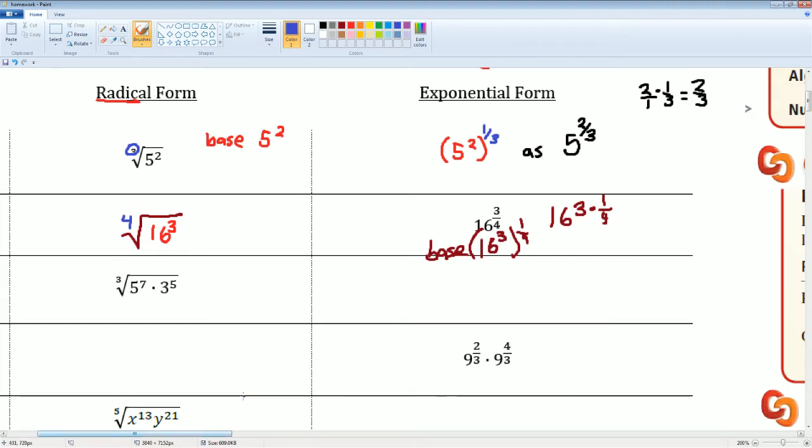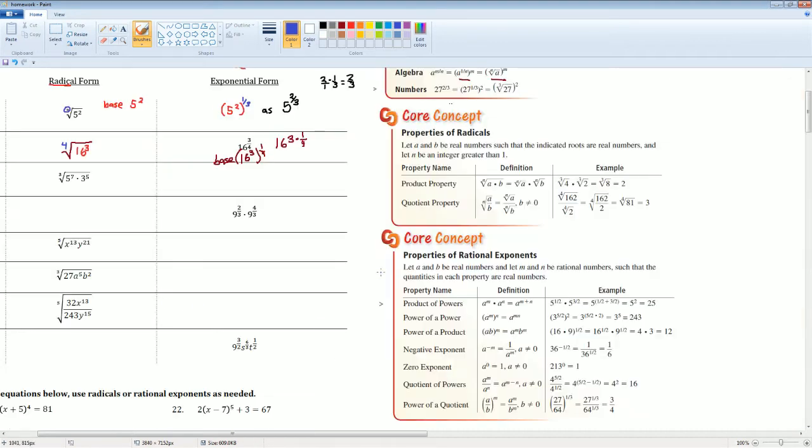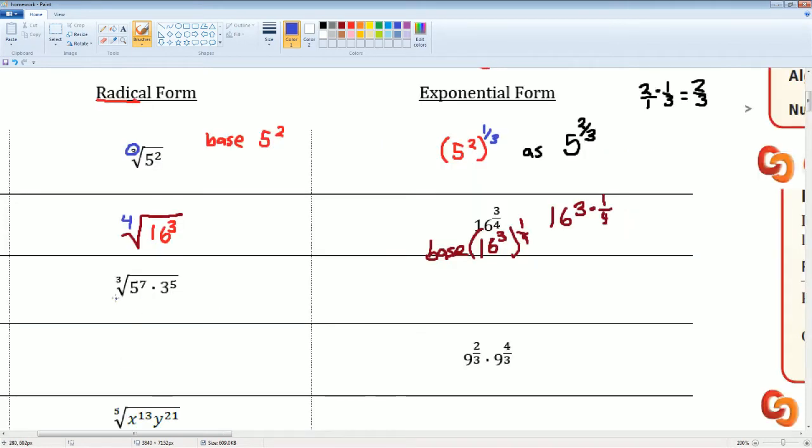Next one. What can we do here? Okay. So it looks like there are two exponents here that are in the radical. So what we can do is, if you look at the properties, the product property, notice how they can split it. You can split it into two different bases, like that. That's what they do here. So I'm going to split this. Let me just grab this. I'm not going to do anything, I'm just going to split it. I'm not going to do any math yet.